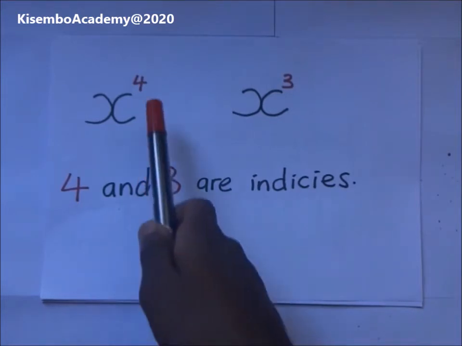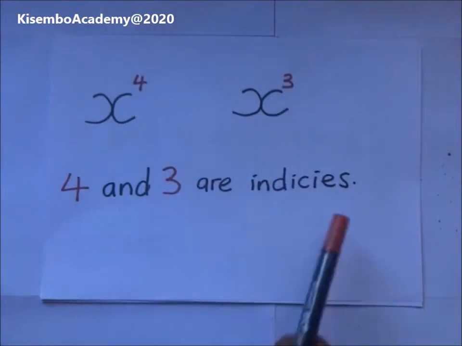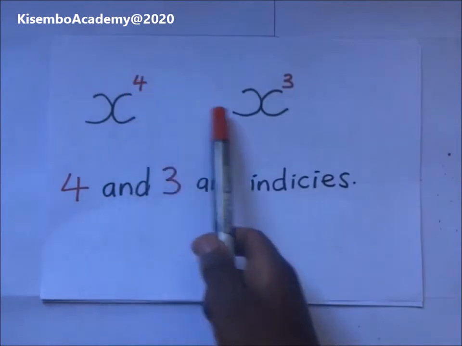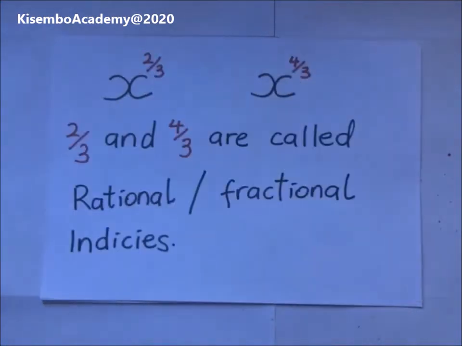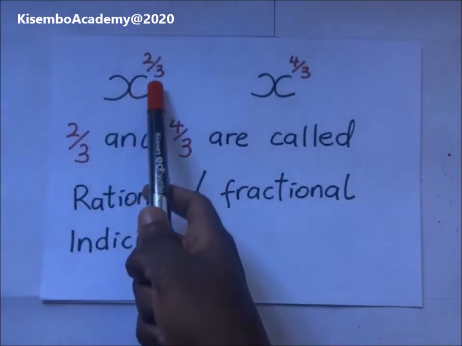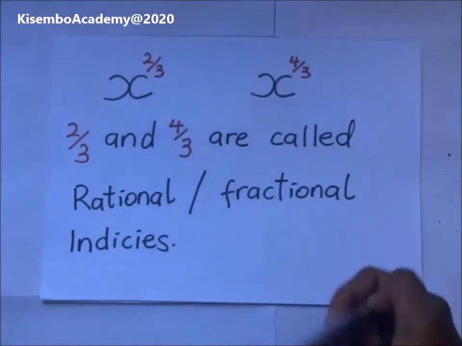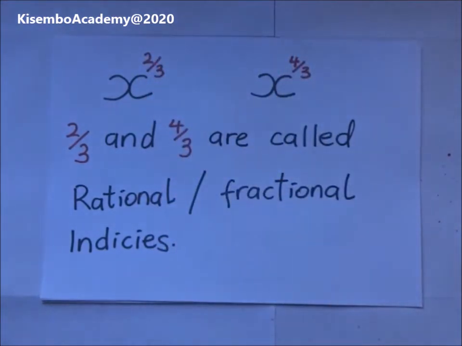Right here, in x to the power 4 and x to the power 3, these 4 and 3 are indices. But fractional indices are when these 4 and 3 are taken over by fractions, like you may see here: x to the power 2 over 3 and x to the power 4 over 3. The 2 over 3 and the 4 over 3 are what we are calling rational or fractional indices.